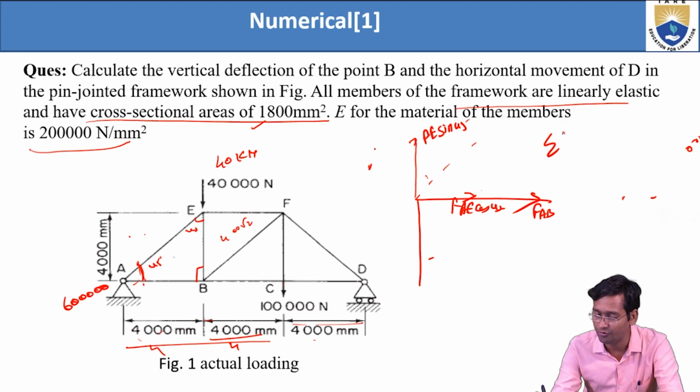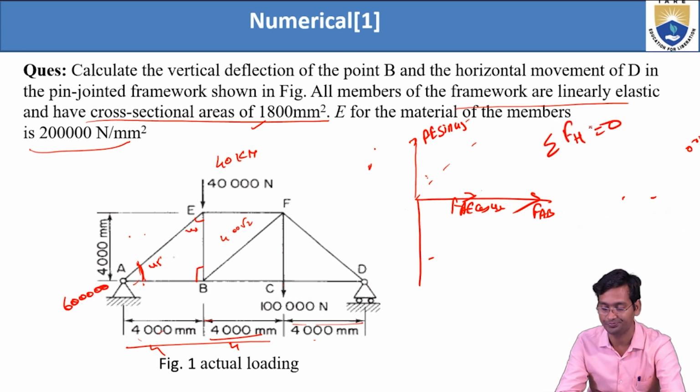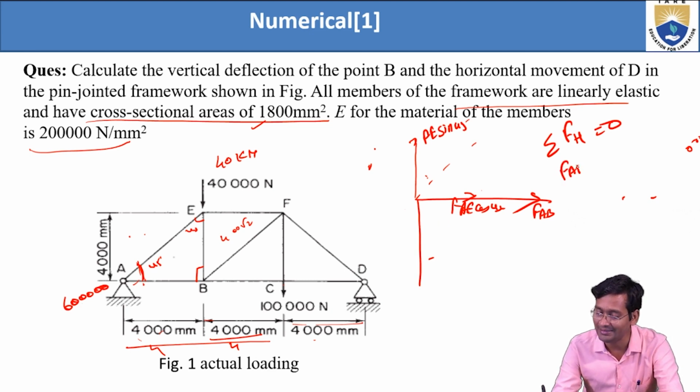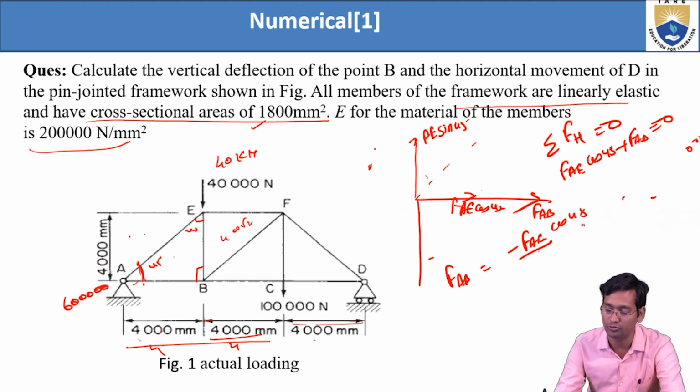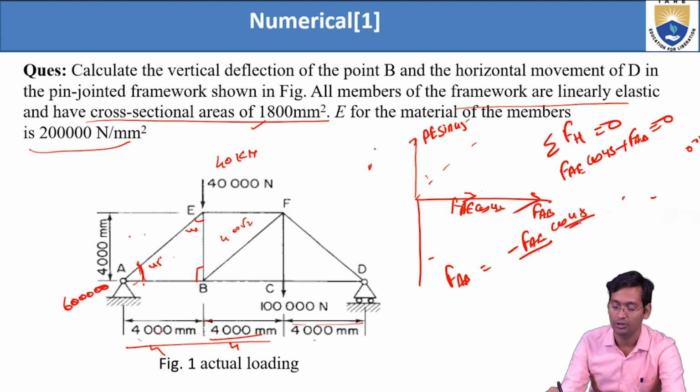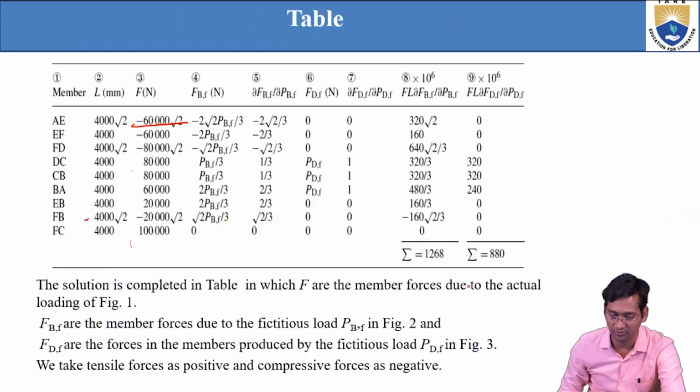So sum of force, that horizontal force, equals 0. Right, just put the value here. So F AE cos 45 plus FAB equals 0. So from here we can write that FAB equals minus of F AE cos 45. You know the F AE value, you know the cos 45 value, just substitute. You will get the value of FAB. So just see here, what is FAB?